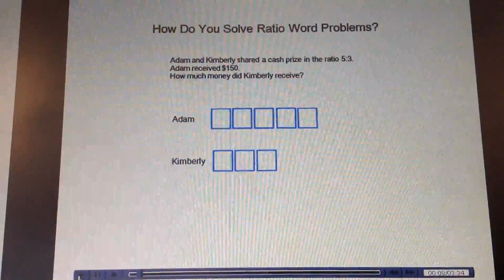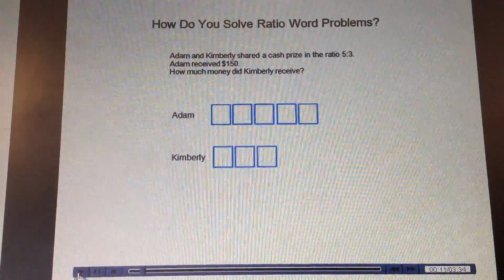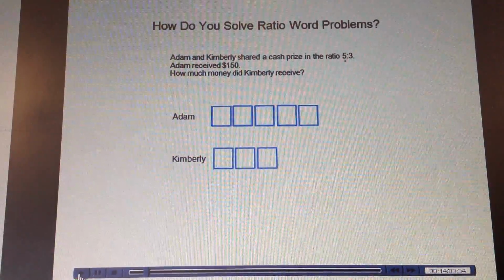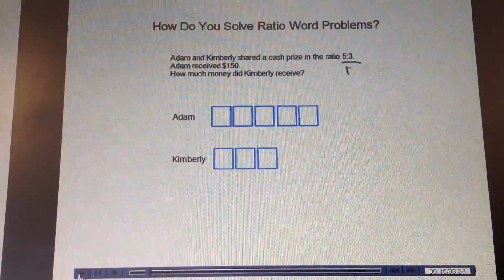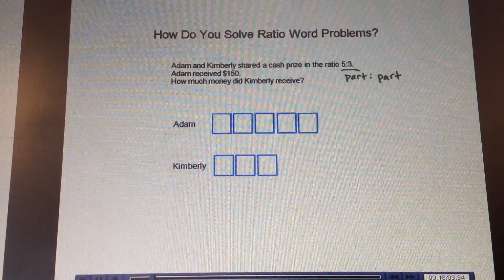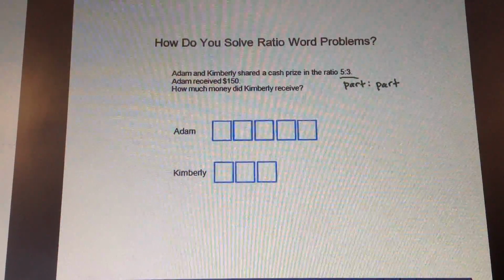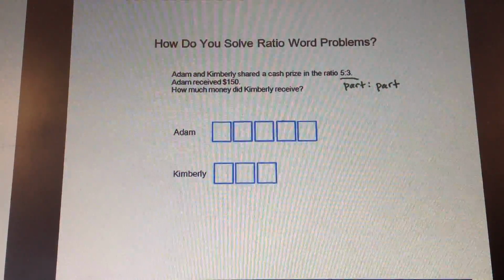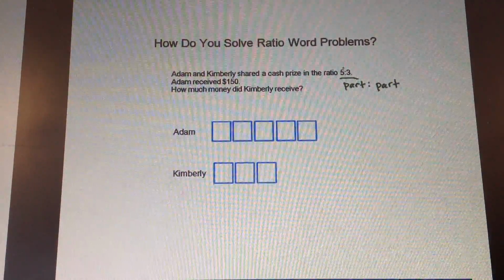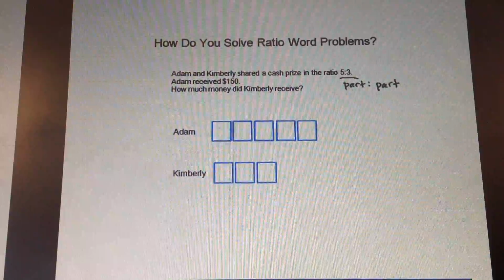Adam and Kimberly shared a cash prize in the ratio of 5 to 3. Adam received $150. How much money did Kimberly receive? In this problem, we have a part-to-part ratio. We're comparing Adam's part of the money to Kimberly's part of the money. Adam receives 5 parts of the money, so I drew 5 boxes to represent that. Kimberly receives 3 parts of the money, so I drew 3 boxes to represent that.